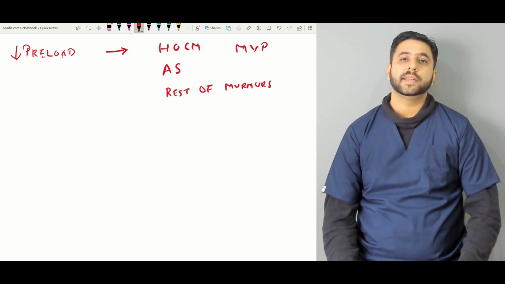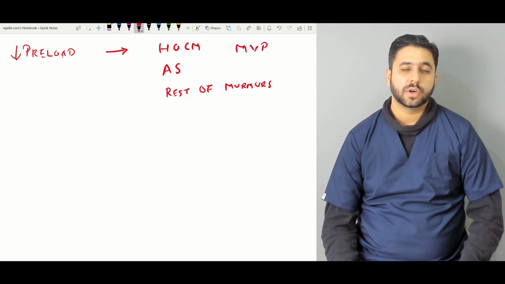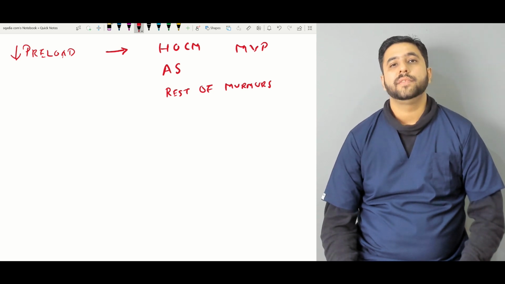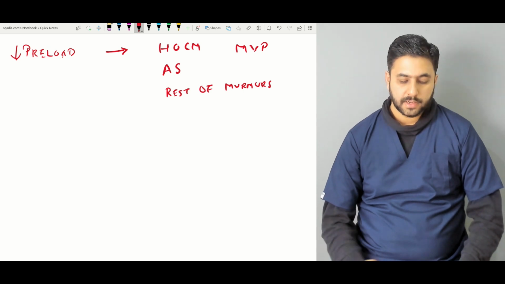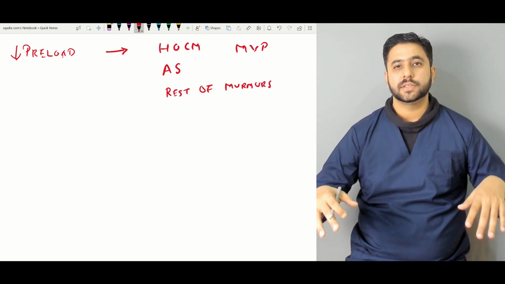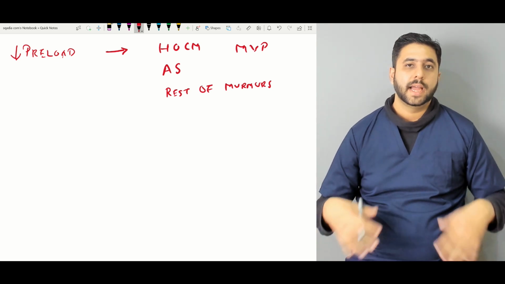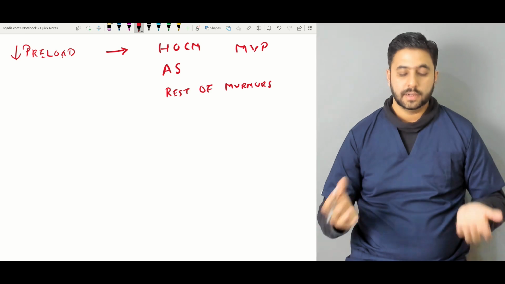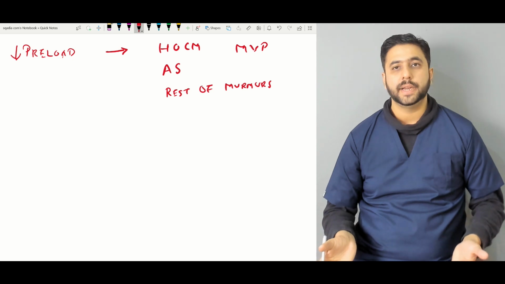Now, how can we decrease the preload? We can give a venodilator to the patient. We can give a nitrate, which will lead to the venodilation and the blood will not go into the heart. Or we can do a bedside maneuver. We can ask the patient to stand. When the patient stands, the blood starts pooling into the peripheral venules, and there will be less blood flow through the heart. So by asking the patient to stand or giving a venodilator like a nitrate, we can decrease the preload through the heart.